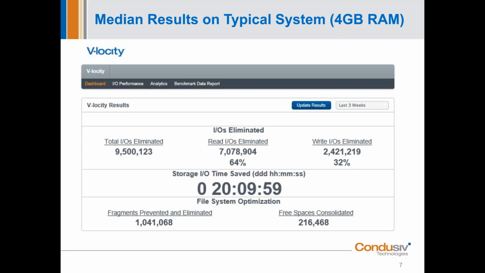But Velocity itself comes with very transparent reporting that will show you exactly how much storage I/O traffic it's able to eliminate from the disk storage layer. You can see what percentage of the reads and writes are being eliminated, and it will show you how much storage time is being saved by the storage not having to process that eliminated I/O. That storage time is freed up to process other additional workloads.